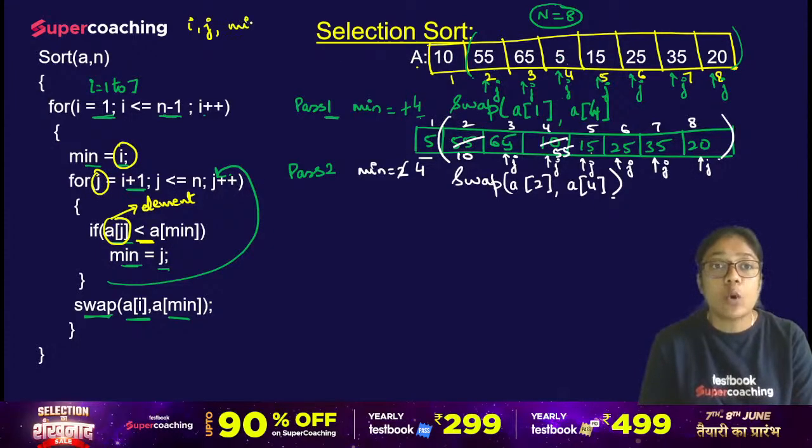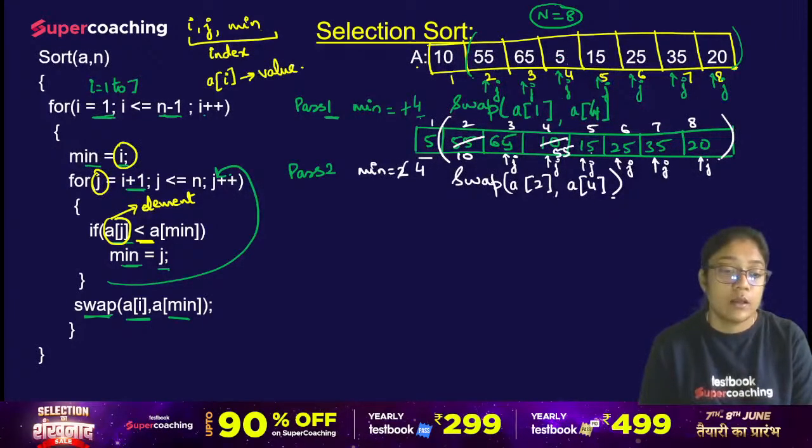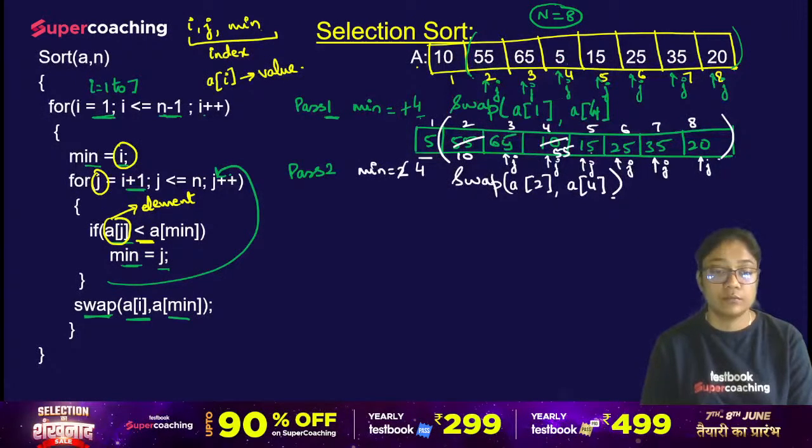Minimum. These all are having the index of the array. Okay. और जहां पे भी आपके पास आ गया array पे किसी particular index, that is representing the value. Clear? और कोई query?